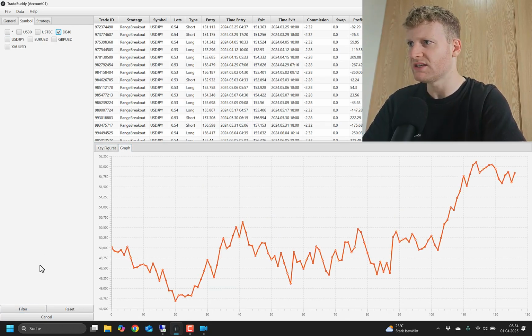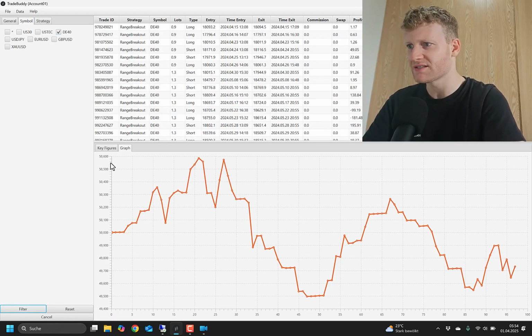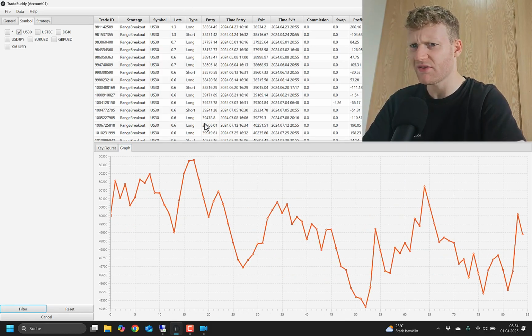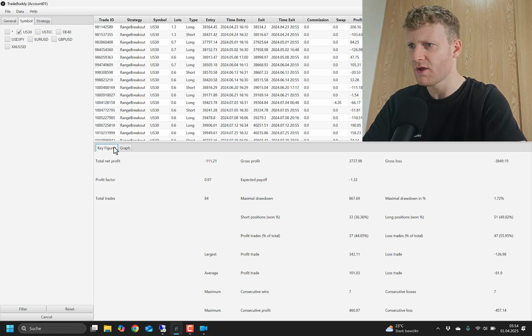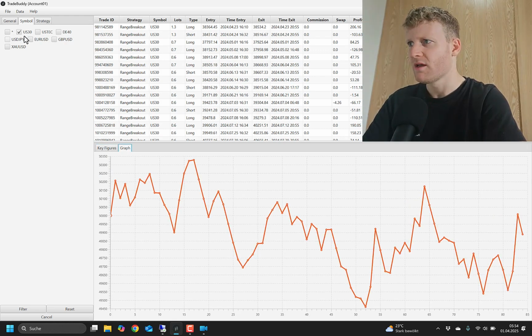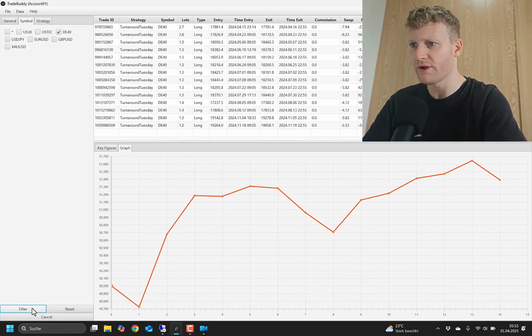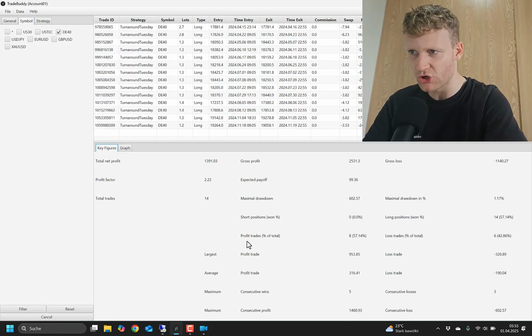Then we have DE40 range breakout EA. This is negative, I think. Yeah, but not a lot. Then we have range breakout EA in US 30, and this is, I think, also still negative, but not a lot. Then we have a look at the Turnaround Tuesday strategy. This is very interesting to me now over the whole period in DE40, and there was no trade in March, so this is still profitable, 1.3k in profit.